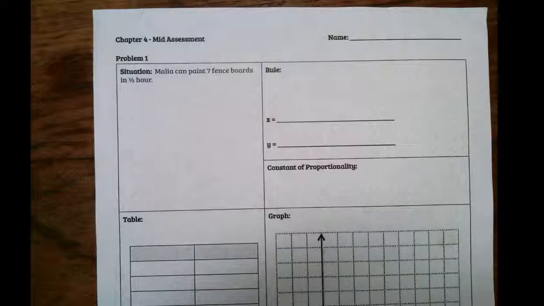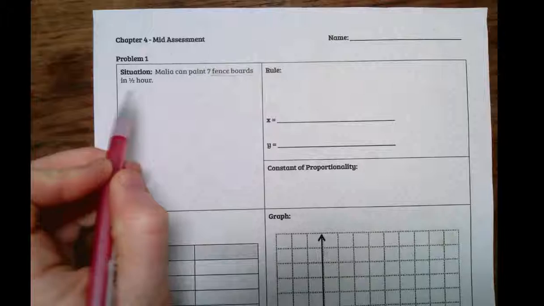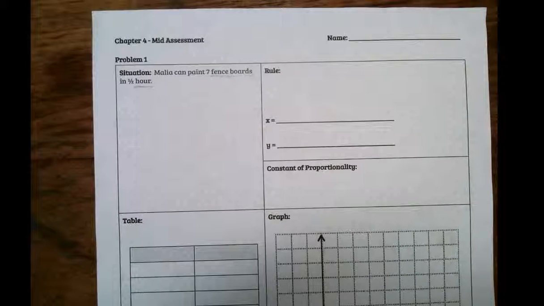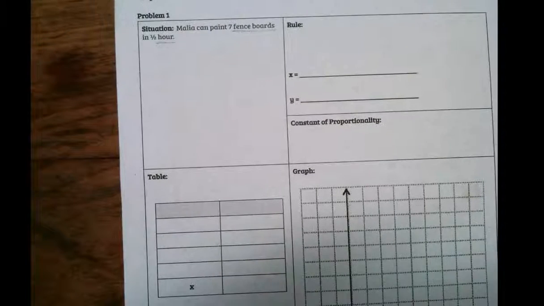Malia can paint 7 fence boards in a half hour. So what are the two things that we're working with here? We're working with boards, fence boards, and hours. One of the things that a lot of students got wrong, and not really wrong, but we need to learn the conventions of math, is that we put the input, whatever the input is, and the output here.